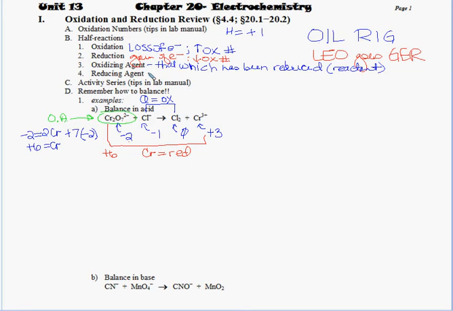And of course, the reducing agent is the opposite. It's going to be that reactant which has been oxidized. And so again, if we look at our reaction, we see that the chloride ion was the reactant that hosted the chlorine atom in order for it to be oxidized, thereby making the chloride ion, Cl-, the reducing agent.